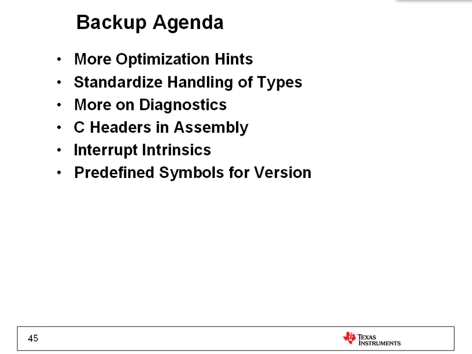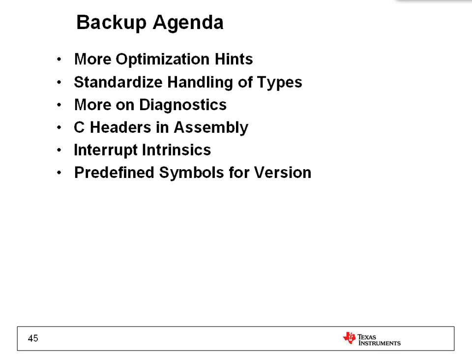The slides are available from the compiler wiki that I mentioned, but on slide number 2. There's an article called Tips and Tricks, and that contains this slide set, and that's where you can get these slides. More optimization hints, just a little bit more information about using the optimization part of the compiler. Standardized handling of types. In addition to standard int.h, there's another header file that you can do some interesting things with. More examples on how you can use the diagnostic abilities of the compiler to avoid problems in your code.